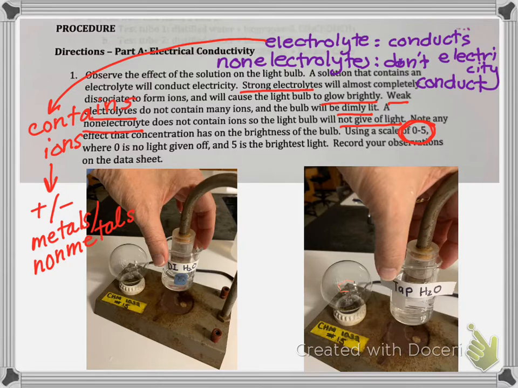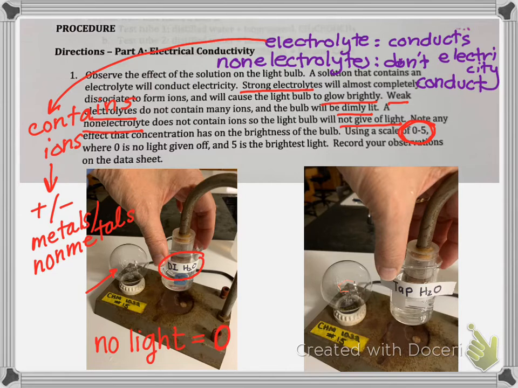Okay, so this first one, and I have the label here, this is distilled water. And it's really hard to see, but there's a wire in the light bulb and it's not lit. So this has no light. Now, I'm not going to give you the numbers for all of them, but just as a starting point, I would say this is no light, so that would be a 0.